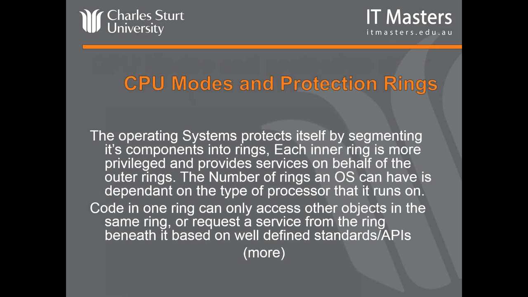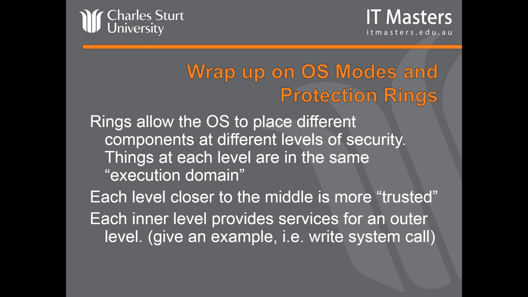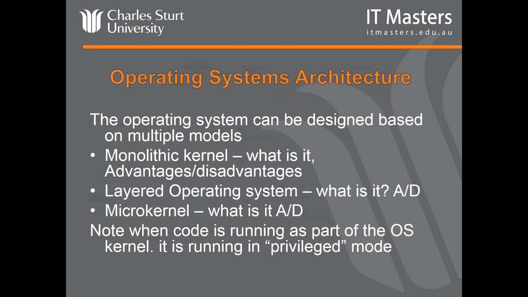We're jumping and requesting so that we go down. So we have our operating system kernel level, the remaining parts of the OS that most of us talk to, the I/O drivers, utilities, and applications like our web browser. Each of those has to go through one level at a time. The rings allow the operating system to make a call in a controlled manner so that we can maintain trust.